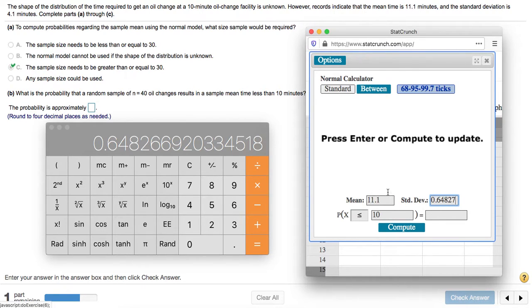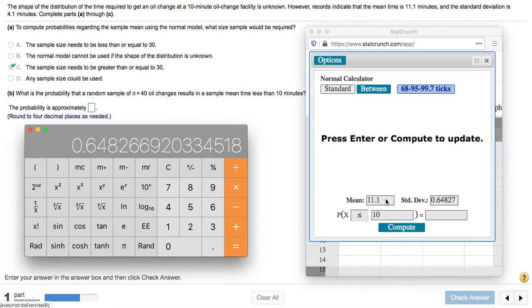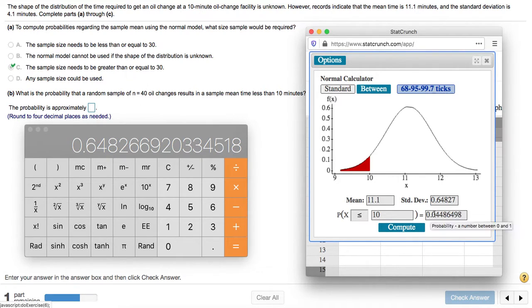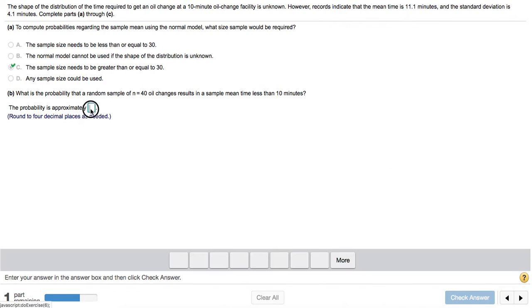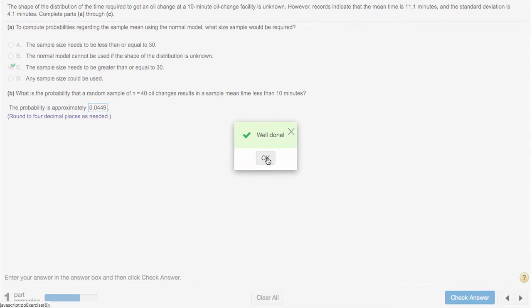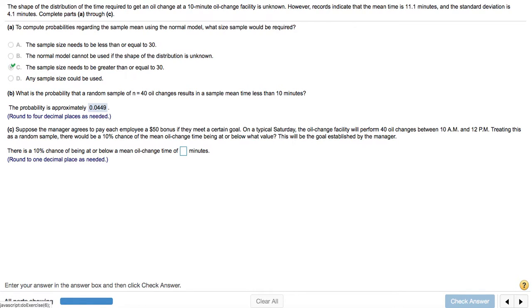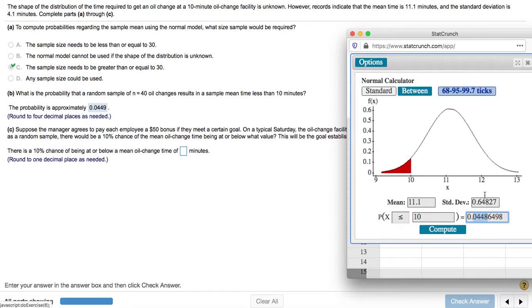Okay, with this new information, what we have is a standard deviation that is going to correspond to a sample size of 40. So if I click compute, I get this value here. And this seems more reasonable. If I round it to 4 decimal places, this 8 gets rounded up to a 9. And therefore, my answer is going to be 0.0449. So the only big change there was we're still using a standard deviation on a normal calculator, but we have to adjust it from the original one.